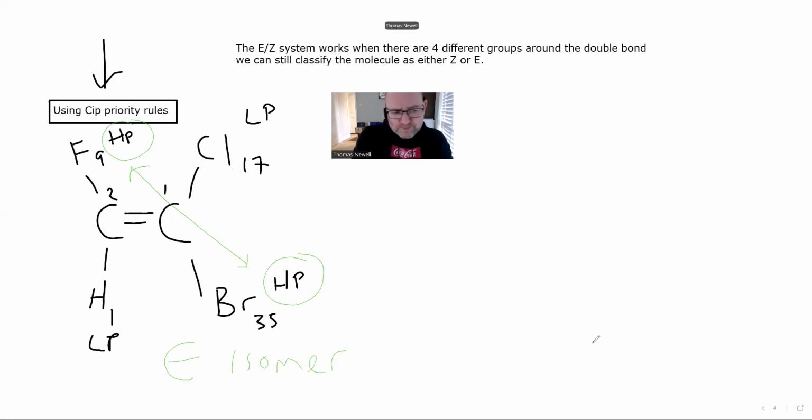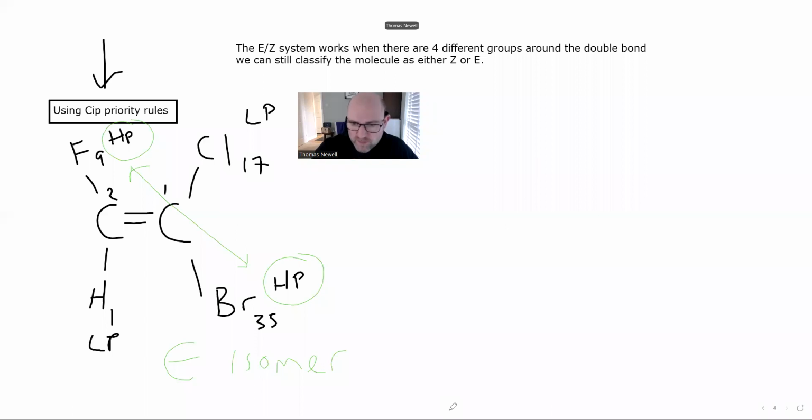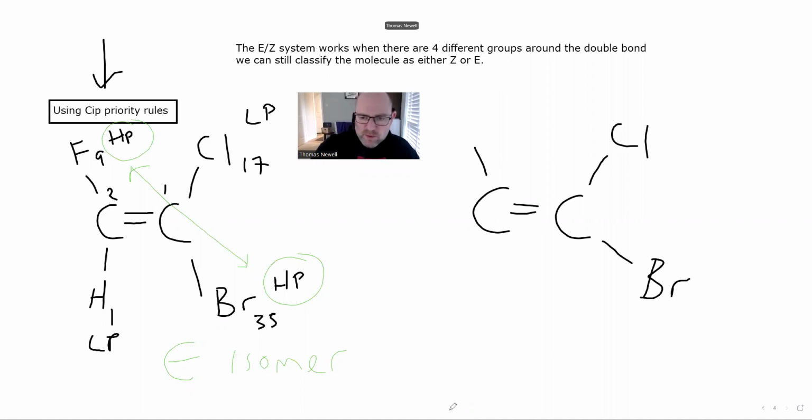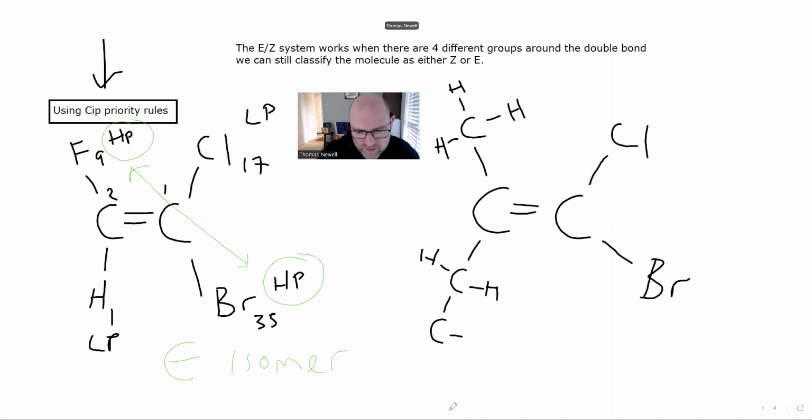Right, let's look at a slightly more complicated version. Another example. So let's stick with chlorine and bromine there. Let's put a methyl group here, and let's put an ethyl group here. Okay, I could write these without displaying all the bonds, but why make life easy for myself? I'm going to number the carbons again to make it easy to talk about.